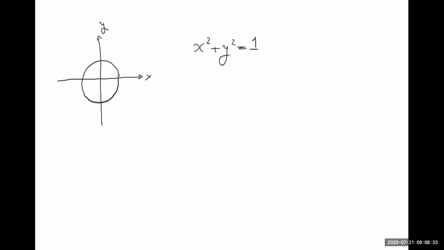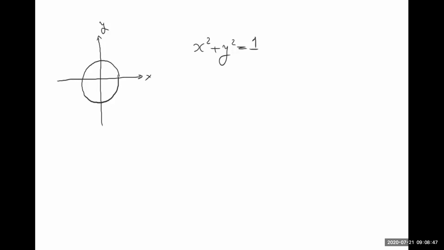Let's look at the equation of a circle centered at the origin with radius 1. The equation is x squared plus y squared equals 1. That is the equation of a circle centered at the origin. But this doesn't tell us anything about time, right? There is no time. There is no particle moving along this circle.